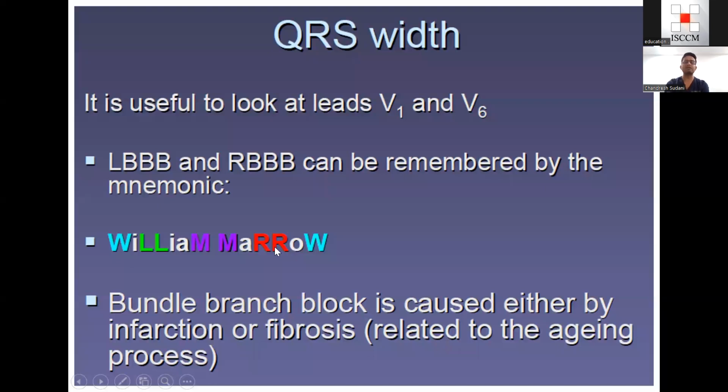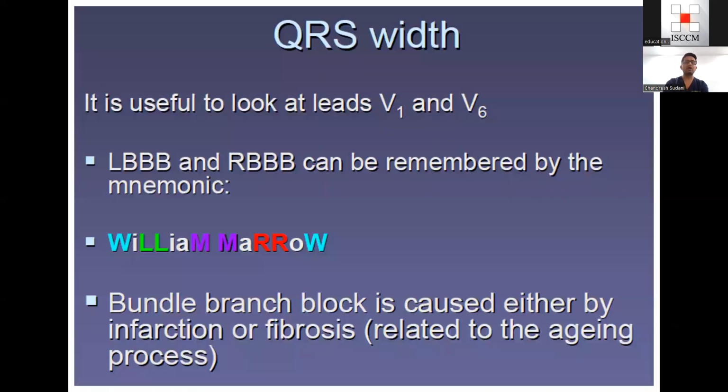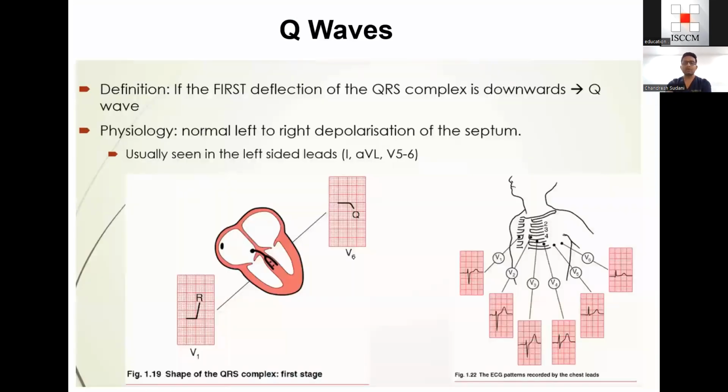And if it is a right bundle branch block, V1 will have an M pattern. So this is a simple and easy way to remember whether bundle branch block is present or not. And always remember this mnemonic, it will help you to read ECG a little bit faster. So now, we can see how this QRS complex changes as it goes from V1 to V3, V6.